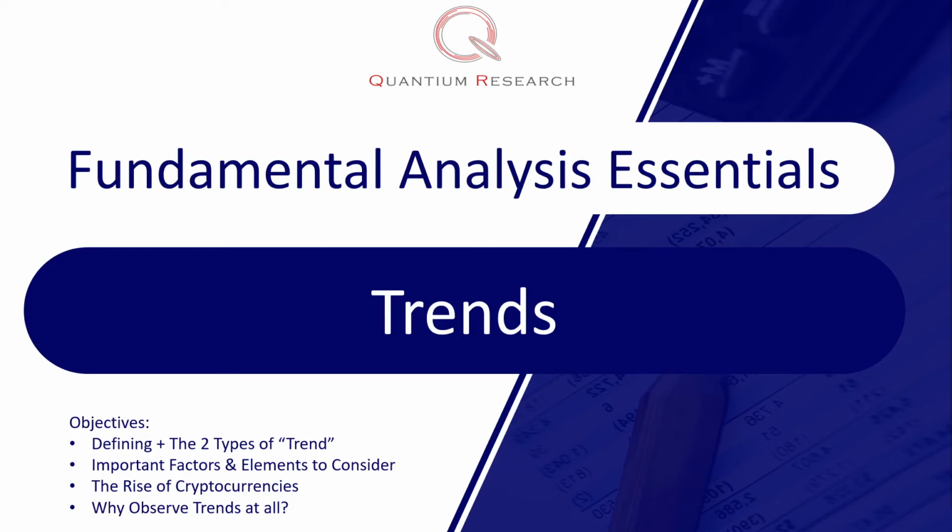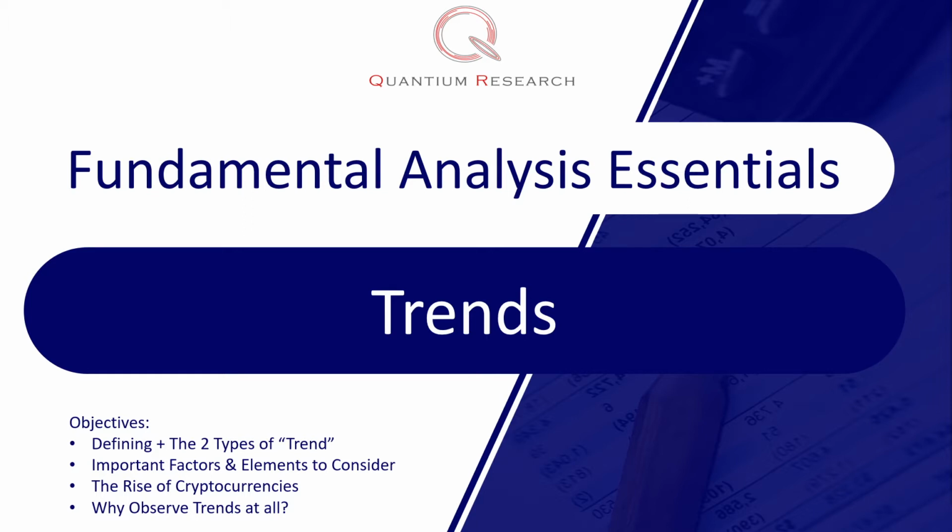In this video, we're going to be looking at the concept of trends, and some of the objectives discussed include the definition of what a trend really is, and we will divide them into the two types of trends used specifically for investors. We've got consumer and investor trends that differ slightly but can be used in conjunction to help make more efficient investment decisions. And we'll be looking at some of the factors and elements to consider within those different types.